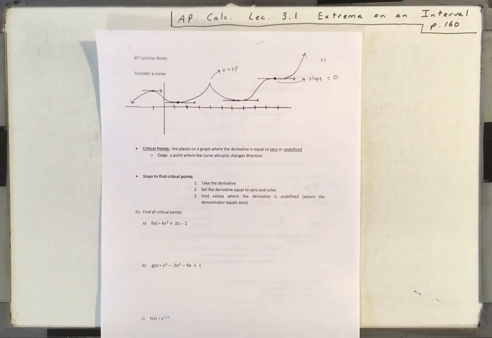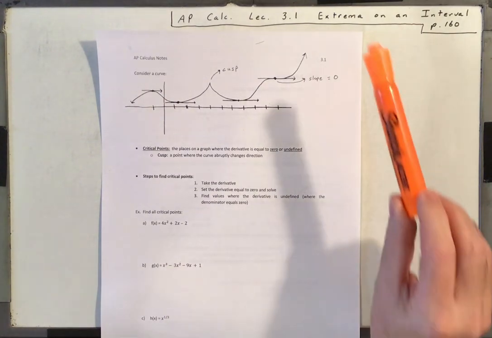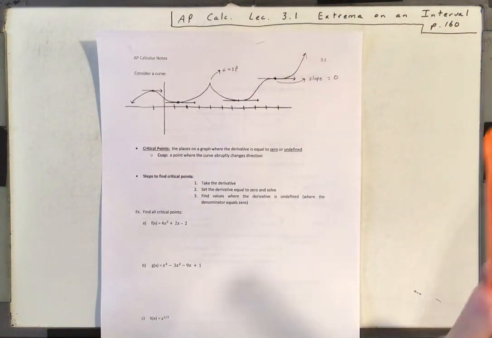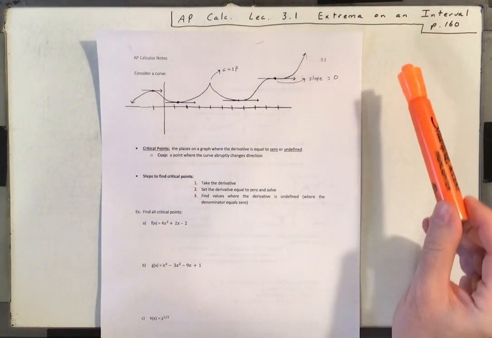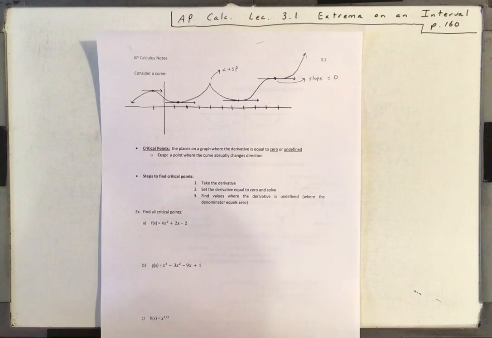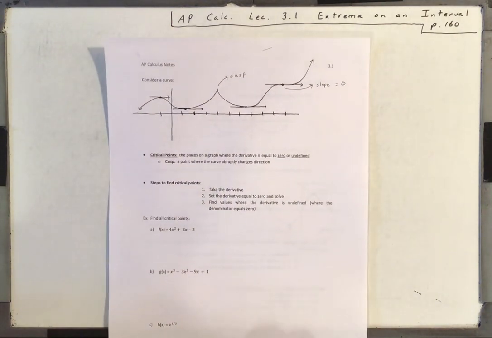Hello there, this is AP Calculus Lecture 3.1 where we're going to talk about extrema on an interval, and when I say extrema, all I mean is maximums and minimums. So the extreme values over a particular interval. So you need to have your note print out.